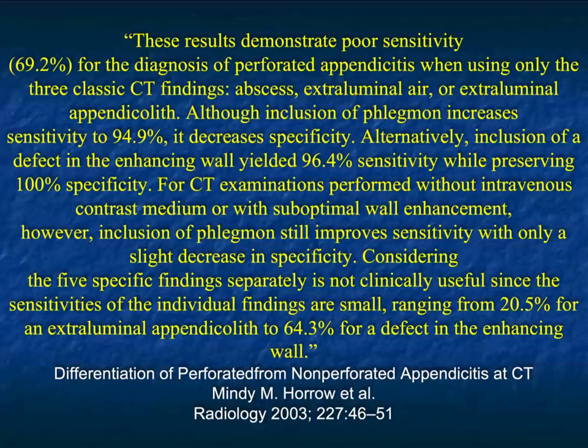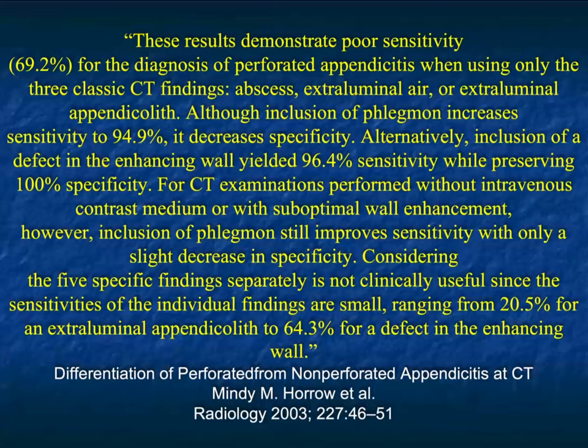The article made the point that some of the findings that resulted in poor sensitivity for the diagnosis of perforated appendicitis were seen, but you realize that things like abscess, extraluminal air, and extraluminal appendolith make life very, very simple. Although inclusion of phlegmon increases sensitivity, it decreases specificity. Alternatively, inclusion of a defect in the wall yielded high sensitivity while preserving specificity. So again, it's somewhat of a challenge.